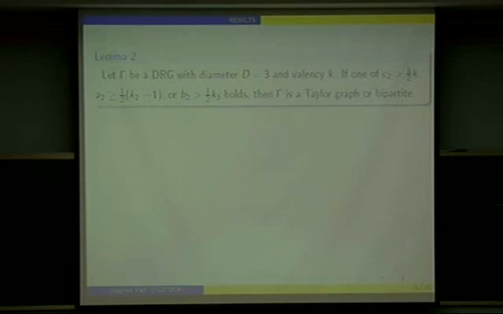Let gamma be a distance regular graph with diameter 3 and valence k. If one of C2 is bigger than half k, or A2 is at least half k2 minus 1, or B2 is bigger than half k3, then gamma is a Taylor graph or bipartite. All those three conditions imply P2,2,3 is 0. That is equivalent to P3,2,2 is 0. So from the previous proposition, the graph is Taylor or bipartite.